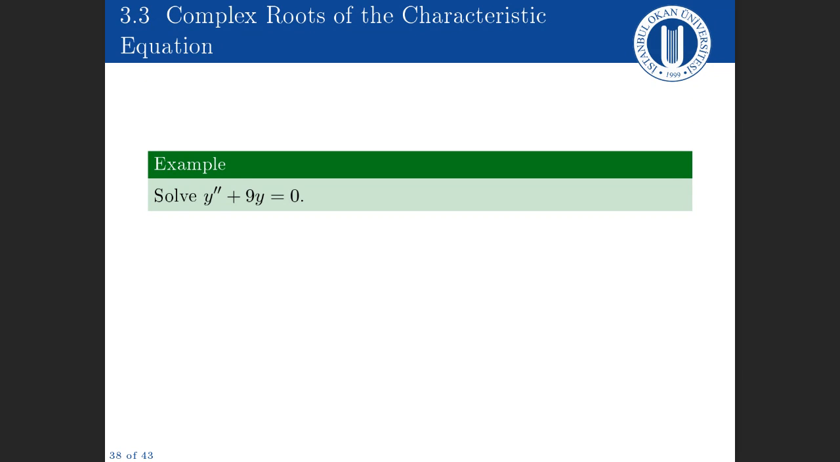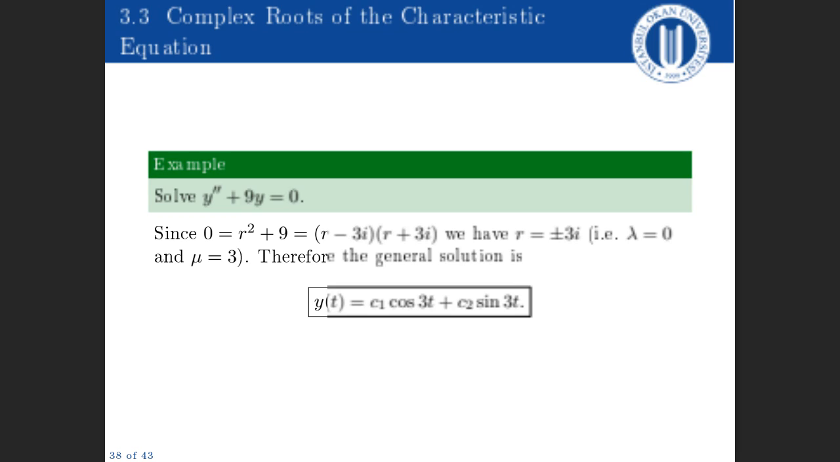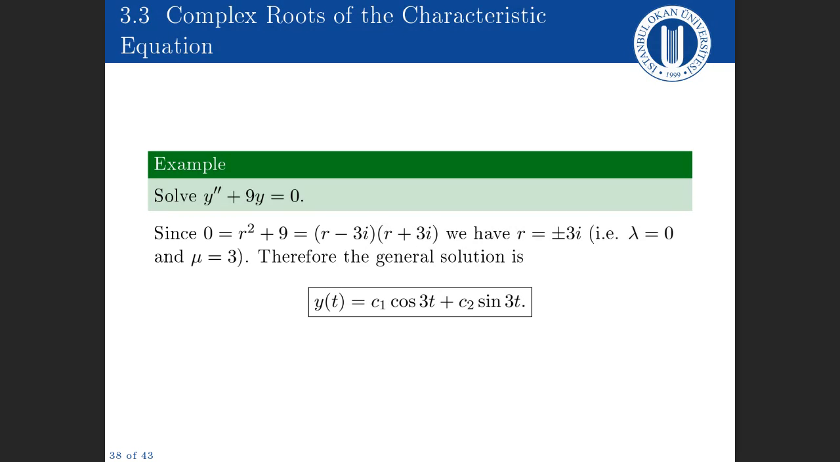Let's do another one. Solve y double prime plus 9y is equal to 0. The same method: we start with the characteristic equation and we find the roots. The roots here are plus or minus 3i. In other words, we have that lambda is 0 and mu is equal to 3.